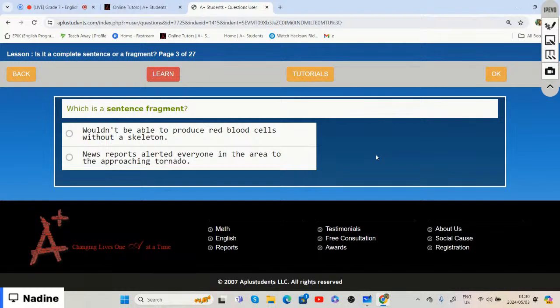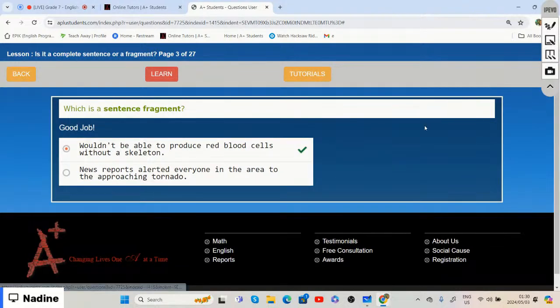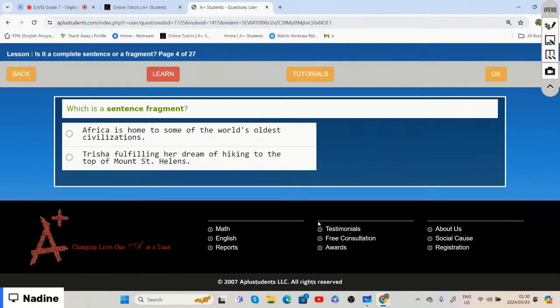So we need to select the sentence fragment. And if we select the sentence fragment, we would select wouldn't be able to produce red blood cells without a skeleton. Because now the question is, who wouldn't be able to produce red blood cells without a skeleton? So you need to always know that a sentence needs to express a complete thought by having the subject, the verb, and a helping verb also. But if it misses any one of those, then it is a fragment.